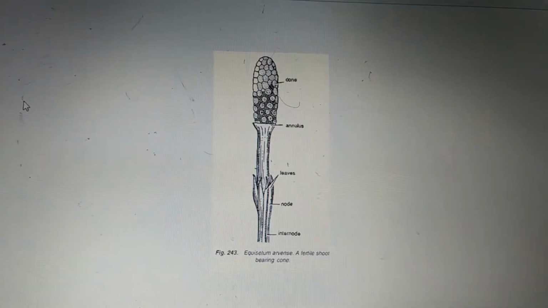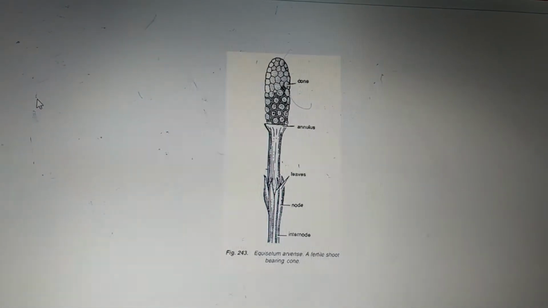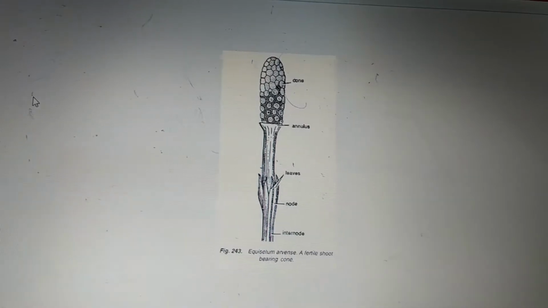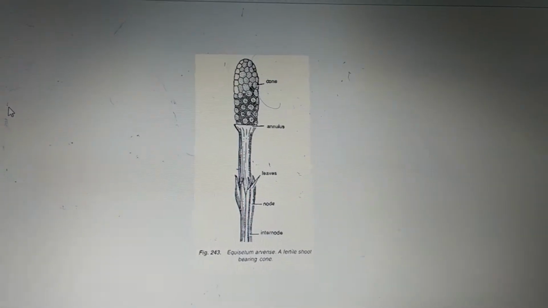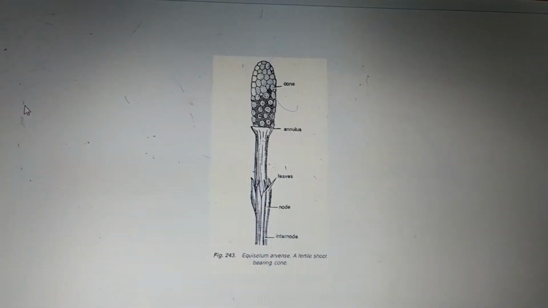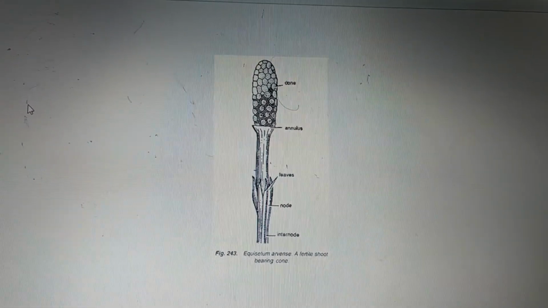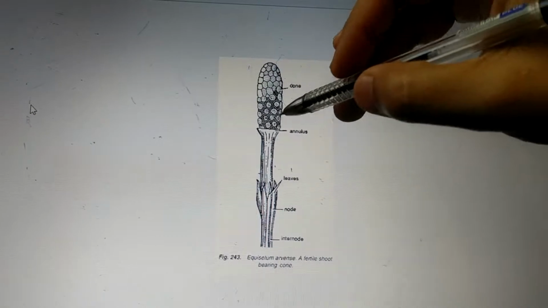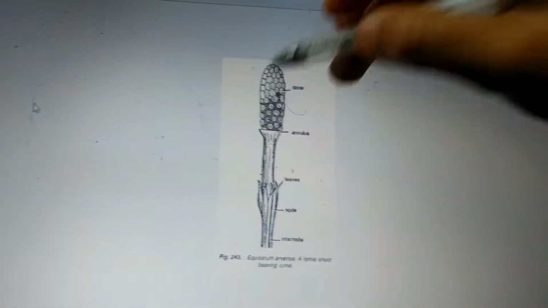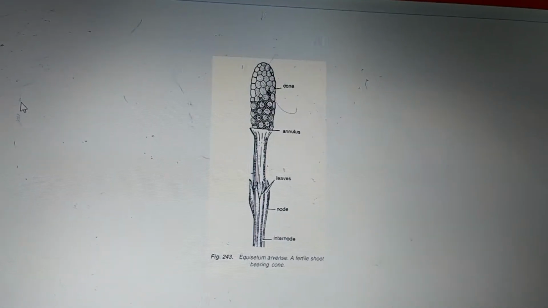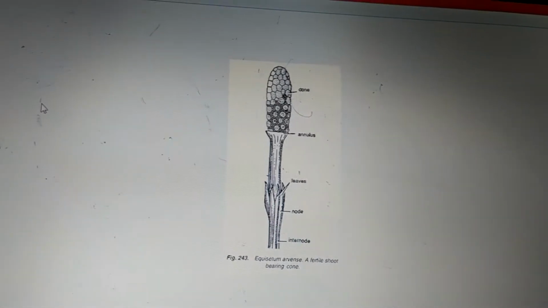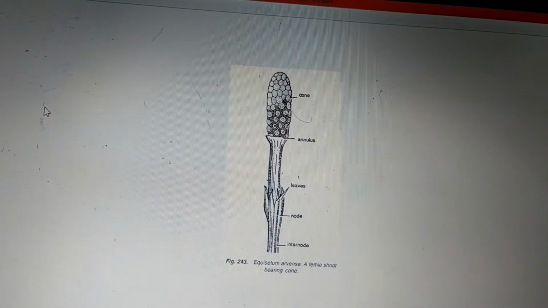We will be discussing the spore producing organ in case of equisetum. We all know that equisetum has vegetative as well as fertile shoot. At the apices of the shoot, they have the spore bearing compact structure called strobili or strobilus. Singular is strobilus, plural is strobili or cones.